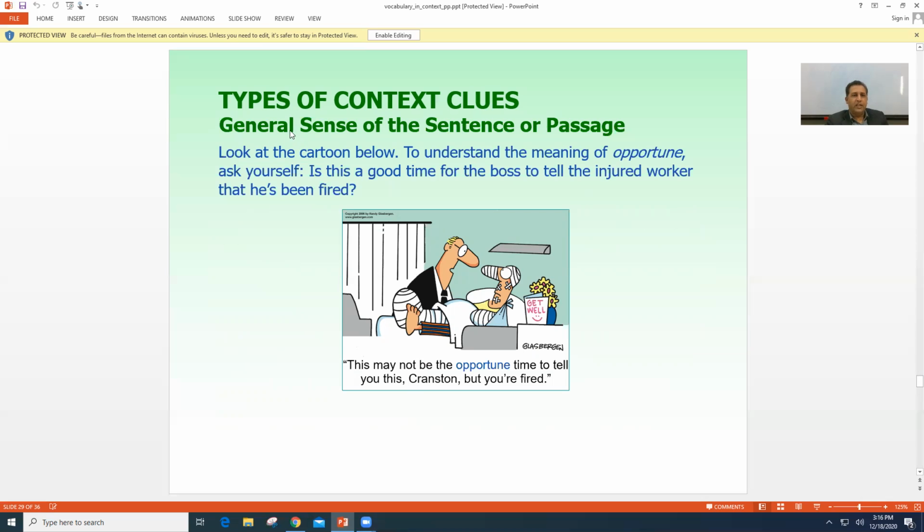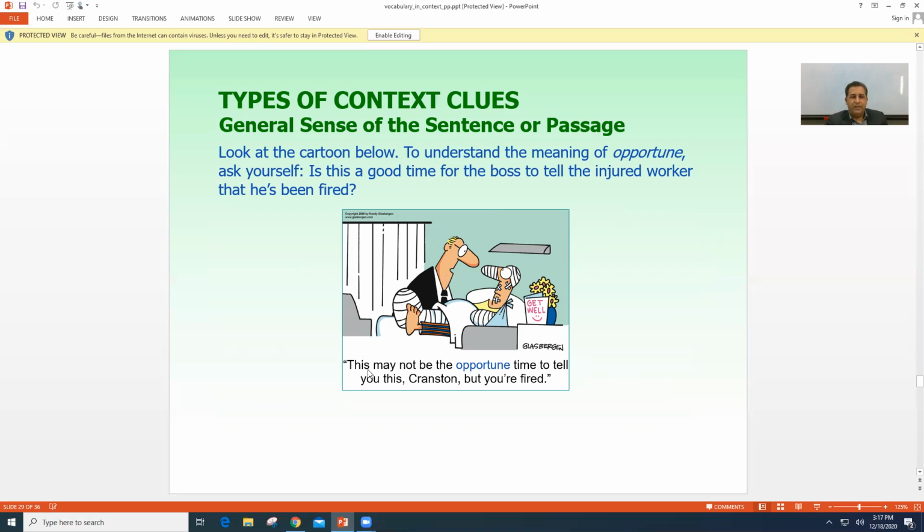Let's talk about the fourth type of context clue, general sense of the sentence or passage. Look at the cartoon below to understand the meaning of opportune. Ask yourself, is this a good time for the boss to tell the injured worker that he's been fired? Okay, now see the cartoon. We can see a person who is in the hospital. We have this get well soon card and flowers as well. He is injured, on a hospital bed, and you can see another person.